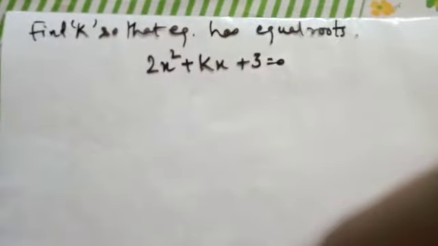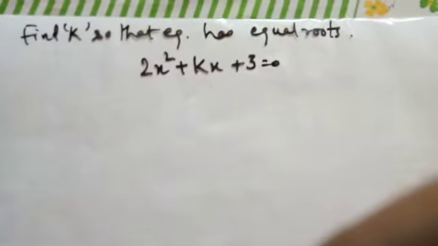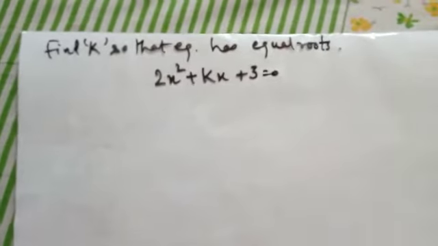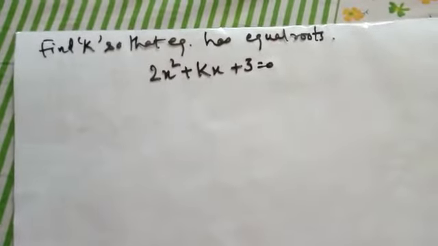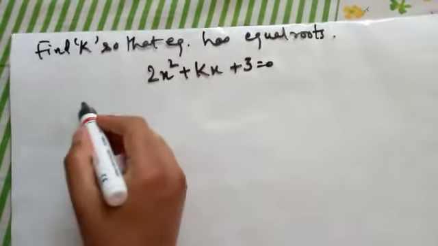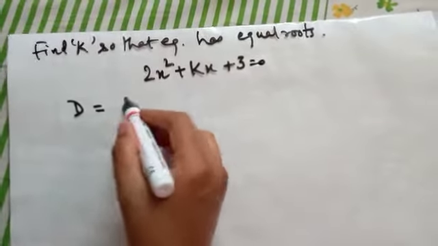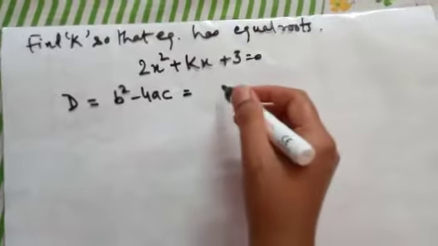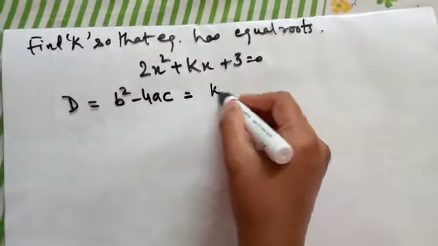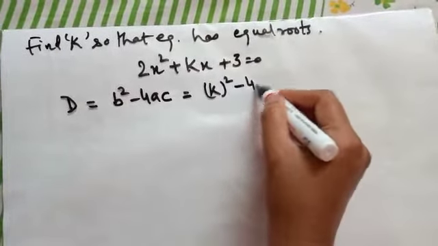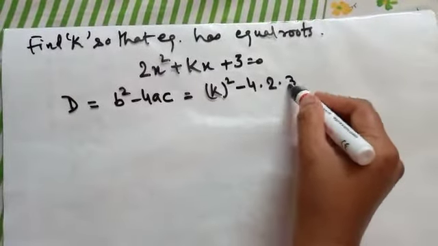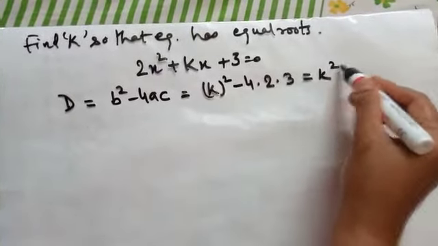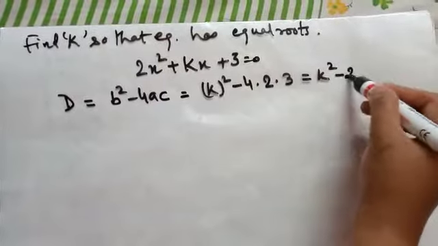Now let us take up the next question. Find out the value of k so that this given equation has equal roots. When we have to find out whether the roots are equal or not, again we are talking of nature of roots. So we'll find out the value of d, which is equal to b square minus 4ac. Now I'm trying to write it out directly. The value of b is k, so k square minus 4 into 2 into 3. So this will be equal to k square minus 4, 3s are 12, 2s are 24.